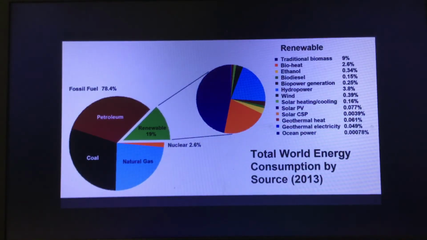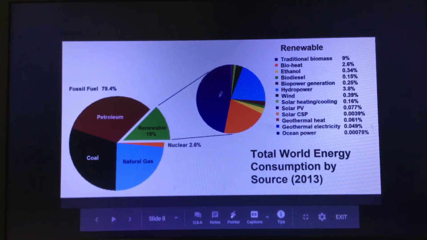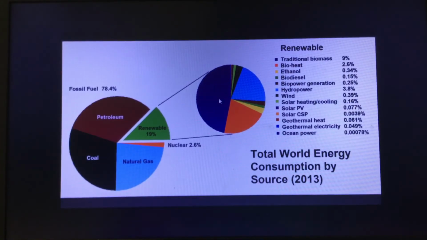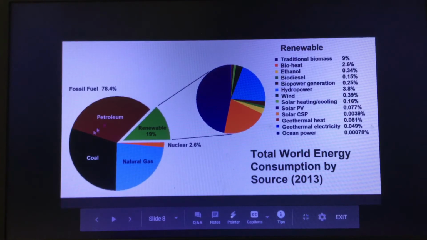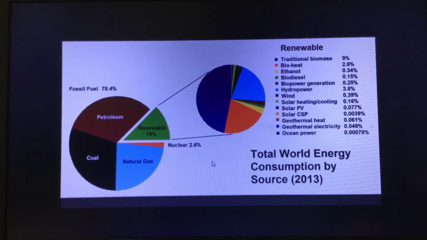Okay, and so we've kind of looked at this already before, but I want us to again focus on the fact that this dark blue section is the energy that's coming from traditional biomass, or plant matter. And as a country becomes more developed, they're going to use less and less of this renewable, and typically they end up using more petroleum, coal, and natural gas. And that's our concern, because fossil fuels and nuclear energy are both non-renewable energy sources.